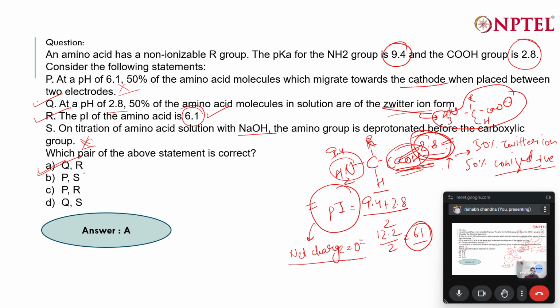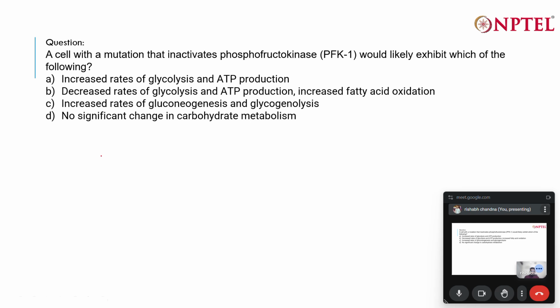So let's move on to the next question. A cell with a mutation that inactivates phosphofructokinase PFK1 would likely exhibit which of the following?